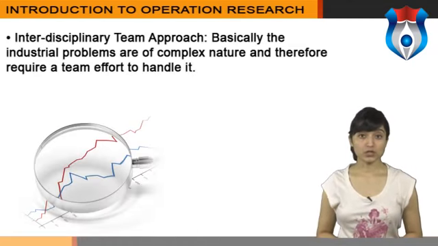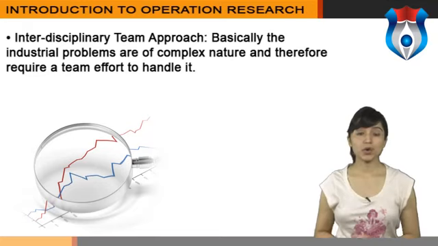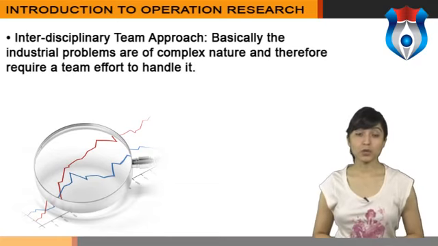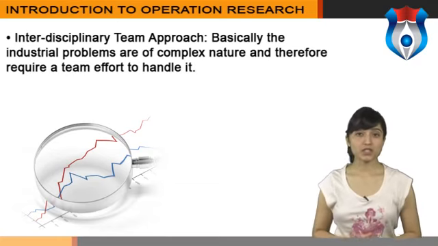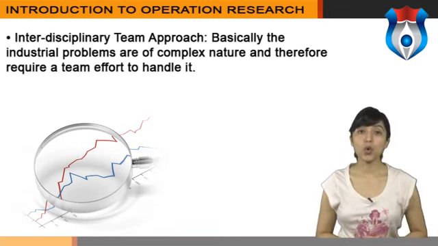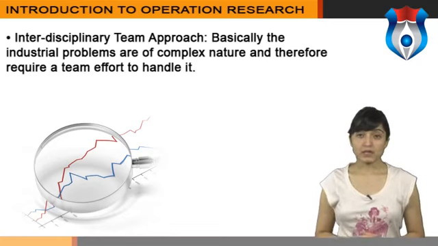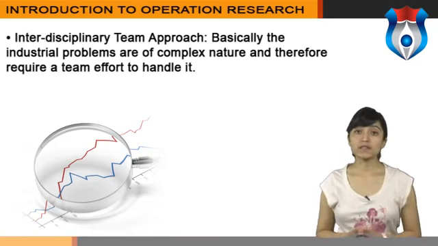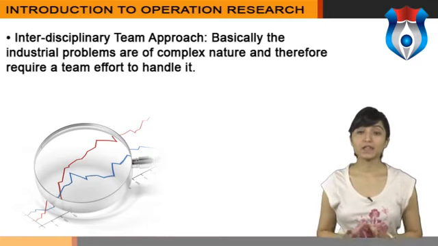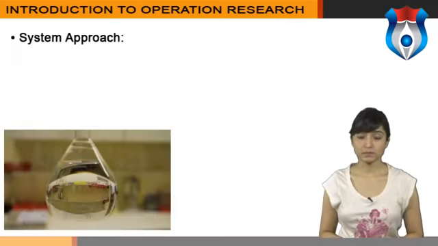Interdisciplinary team approach. Basically, the industrial problems are of complex nature and therefore require a team effort to handle them. This team comprises scientists, mathematicians and technocrats who jointly use the OR tools to obtain an optimal solution of the problem. They try to analyze the cause and effect relationship between various parameters of the problem and evaluate the outcome of various alternative strategies.